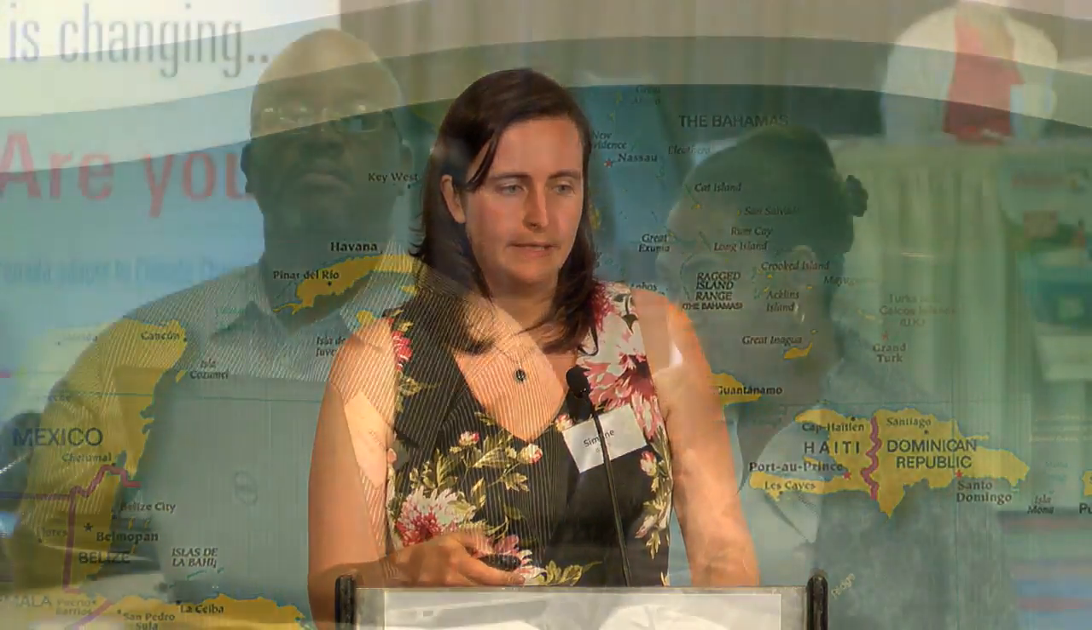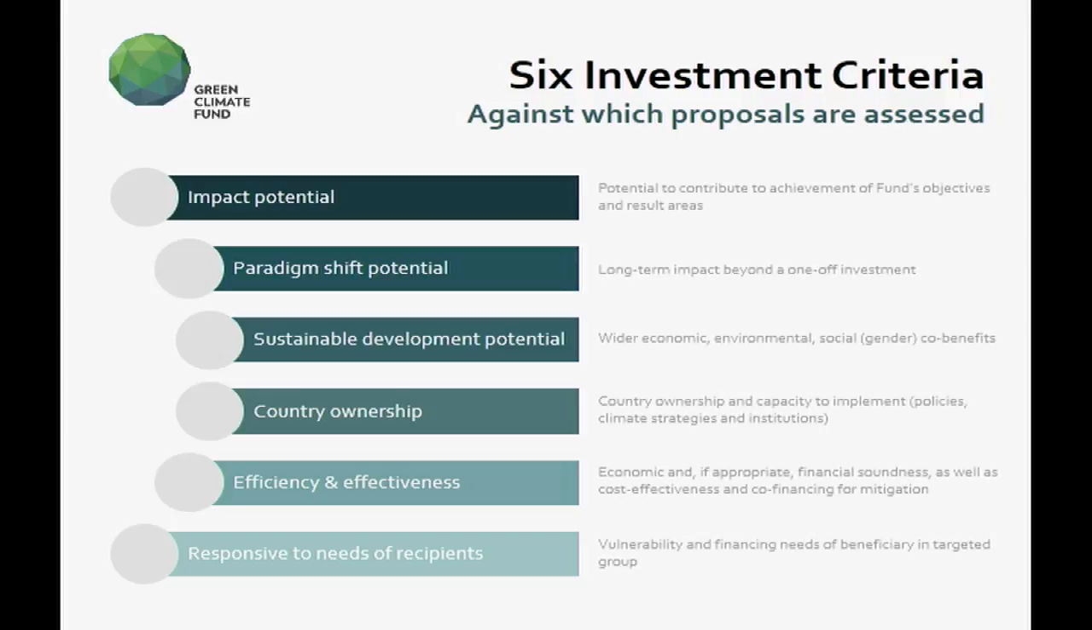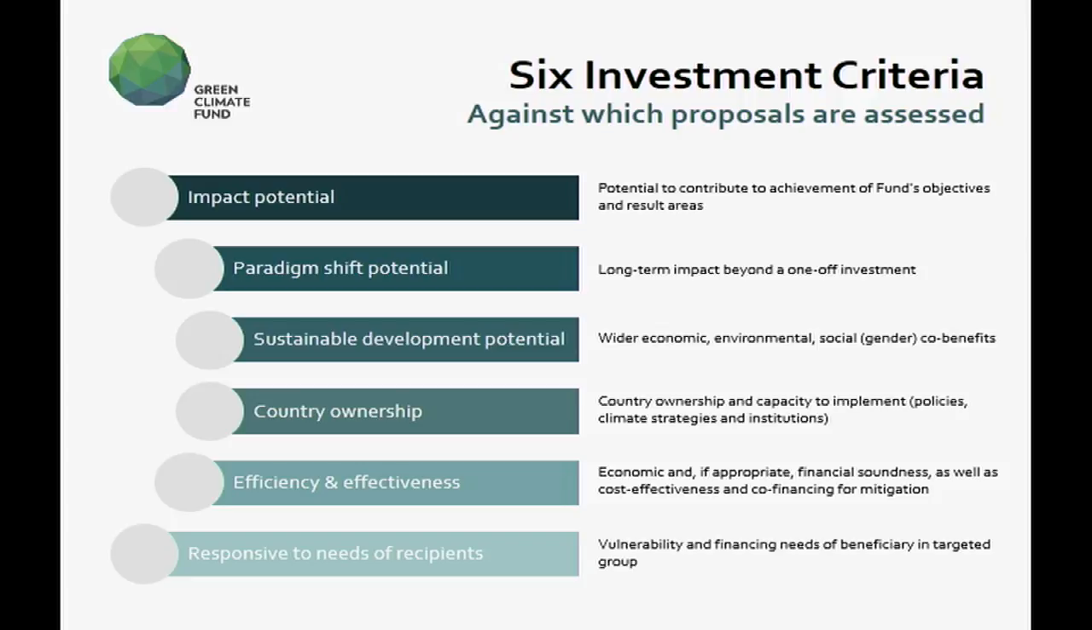Each project that's submitted to the GCF is evaluated on 6 investment criteria. The first being the impact potential, which is what is the impact in terms of tons of carbon equivalent mitigated and number of benefits. The paradigm shift potential, how will this project impact the country beyond a one-off project? Then the sustainable development potential, which is the economic, ecological, social, and gender co-benefits of the proposal.